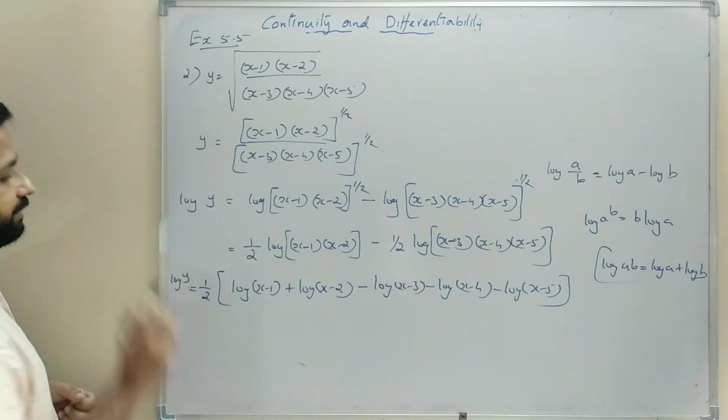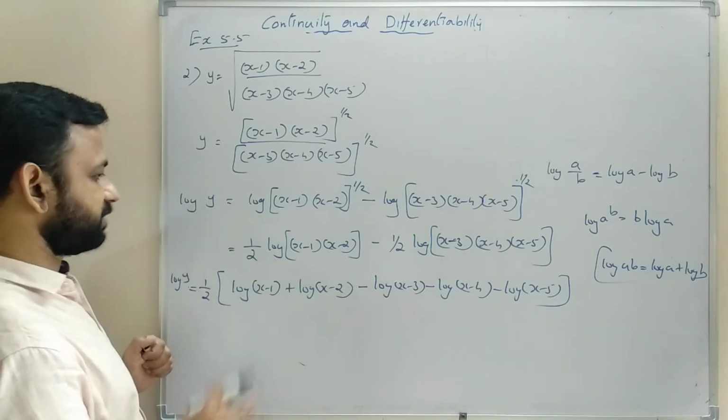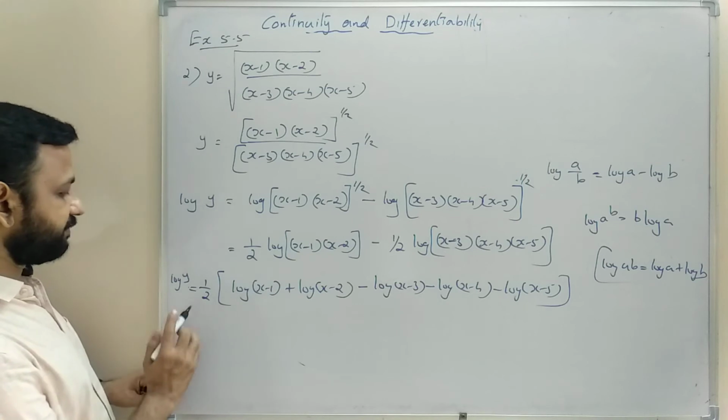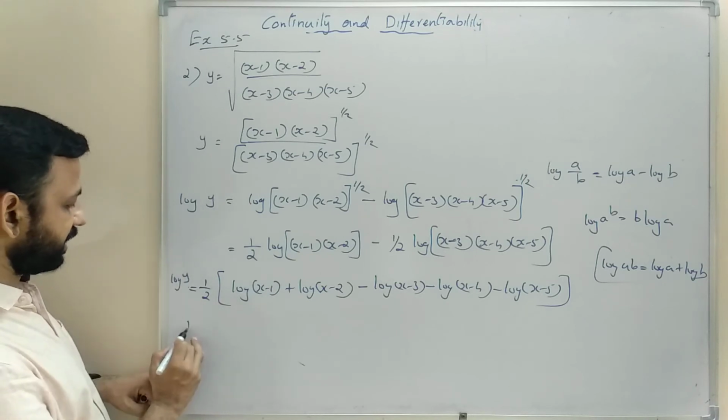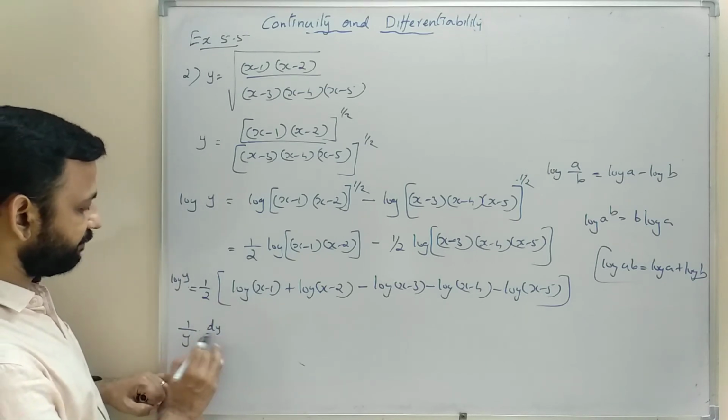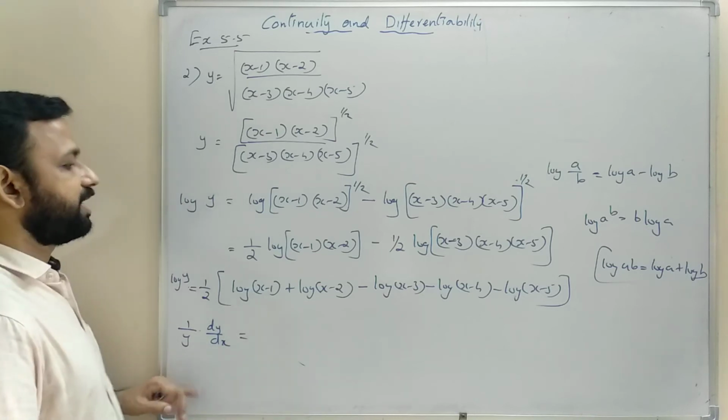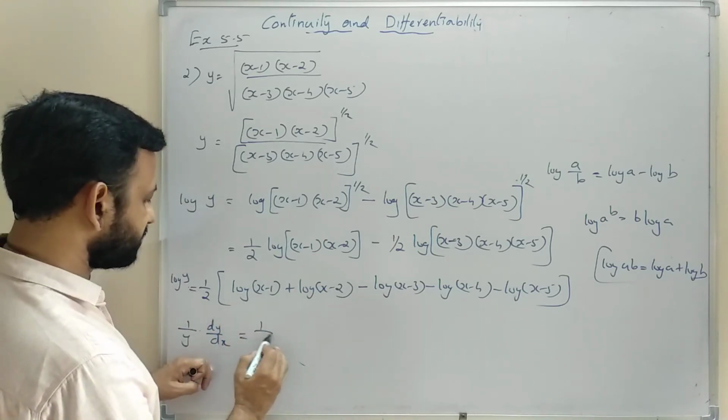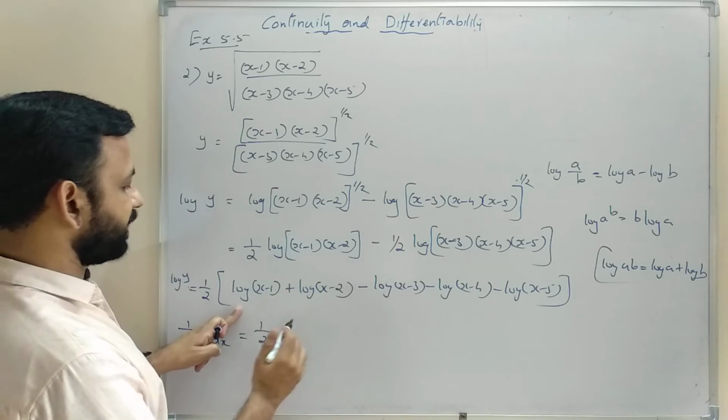Left side we have log y. Now we can differentiate with respect to x. When we differentiate with respect to x, the derivative of log y is 1 upon y into dy by dx, equal to, and here 1 by 2 is constant. Derivative of log x minus 1.